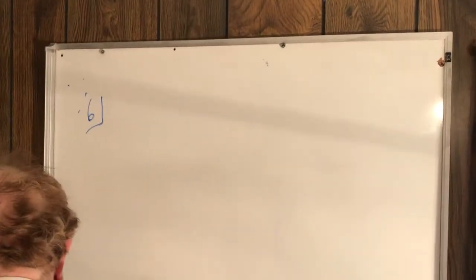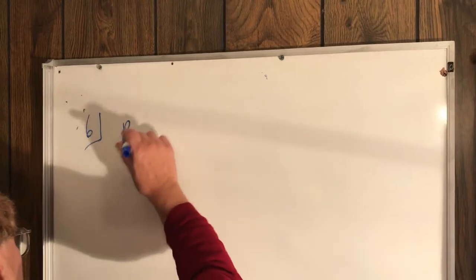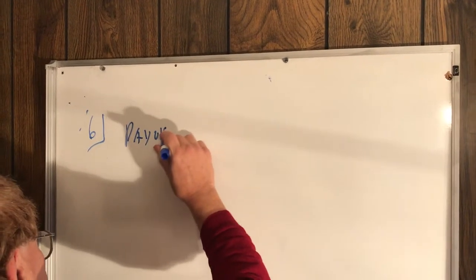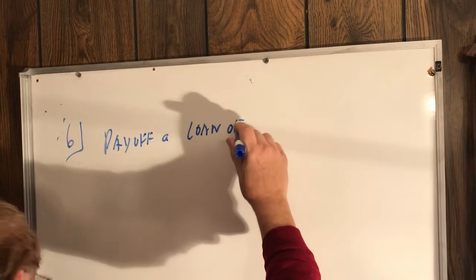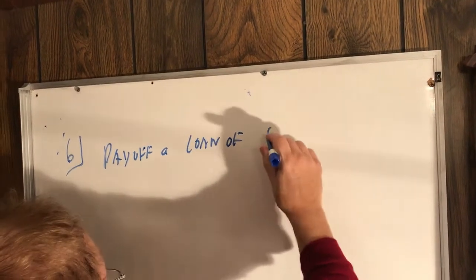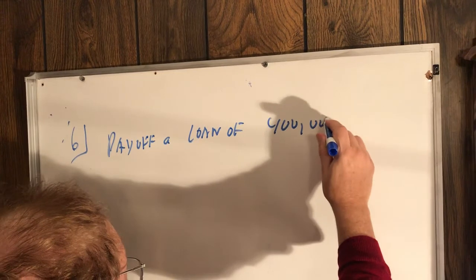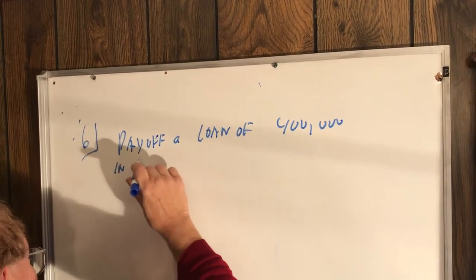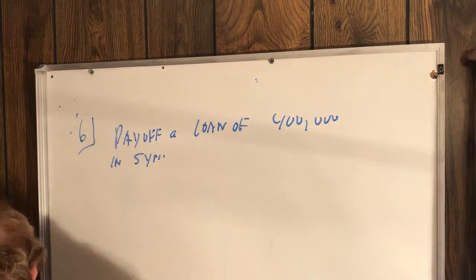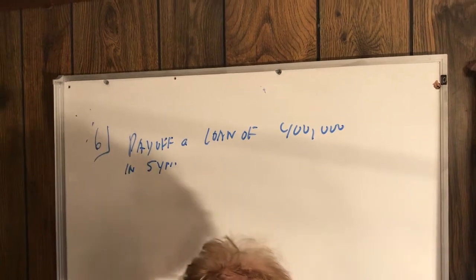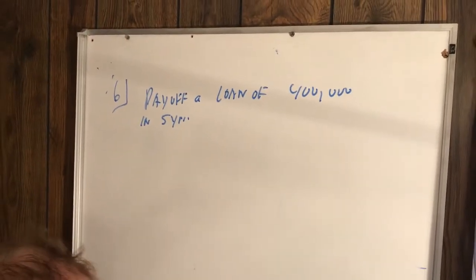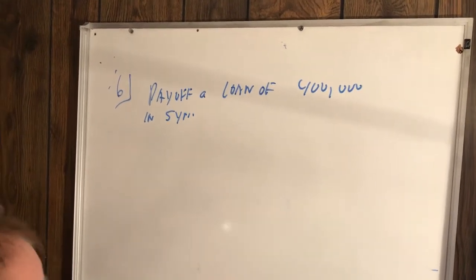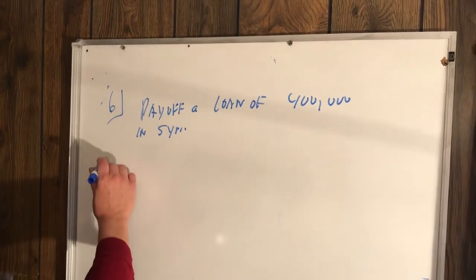All right. They want to pay off a loan of $400,000 in 5 years. Now, how can they pay it off? Let's look at the ways they can pay it off. So how could they pay it off?